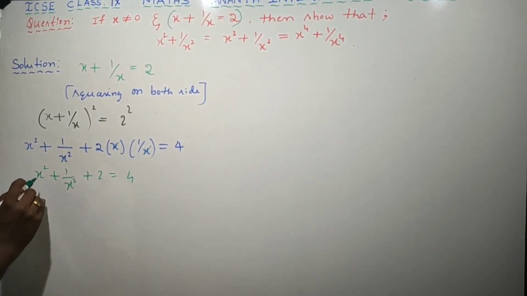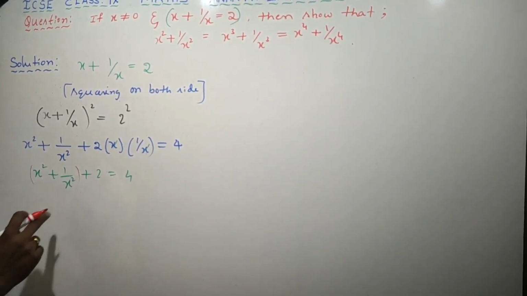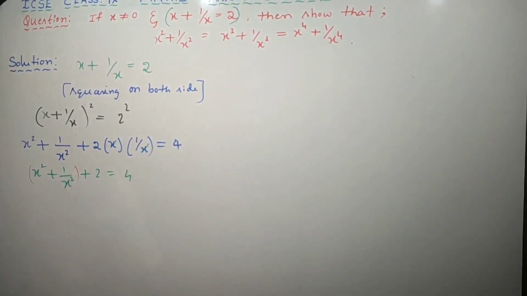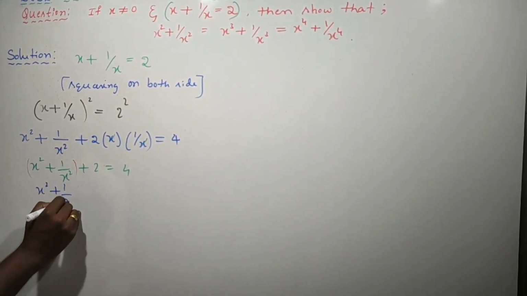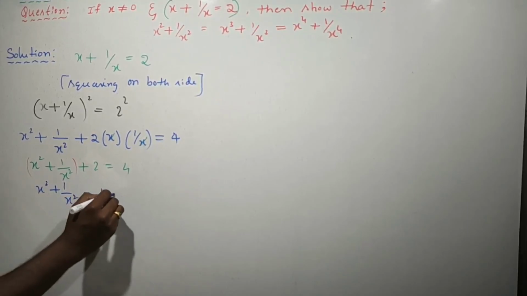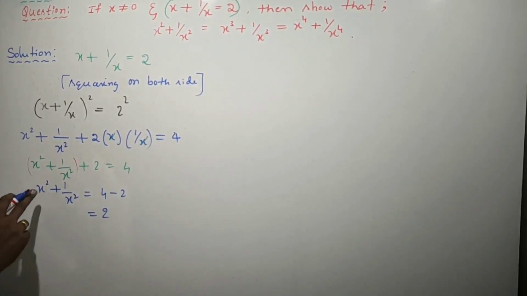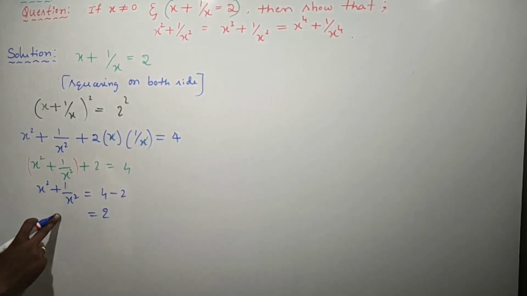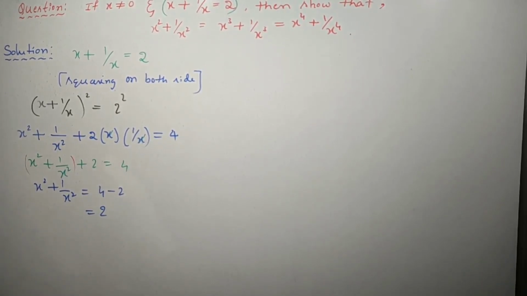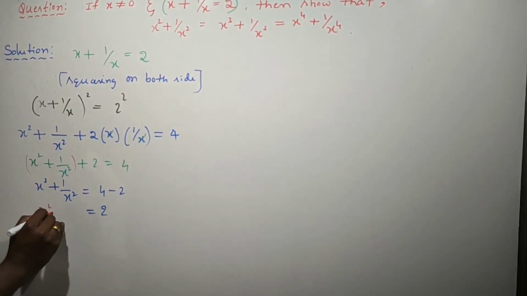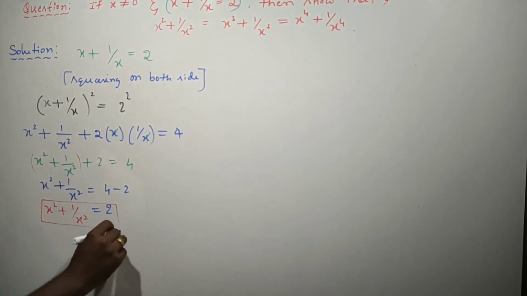Now finally, I want only this term value, children. See, this constant we transpose to the right side. Then x square plus 1 upon x square is equal to 4 minus 2. Finally, 4 minus 2 is equal to 2, children. Understand? x square plus 1 upon x square value we finally got as 2, children.